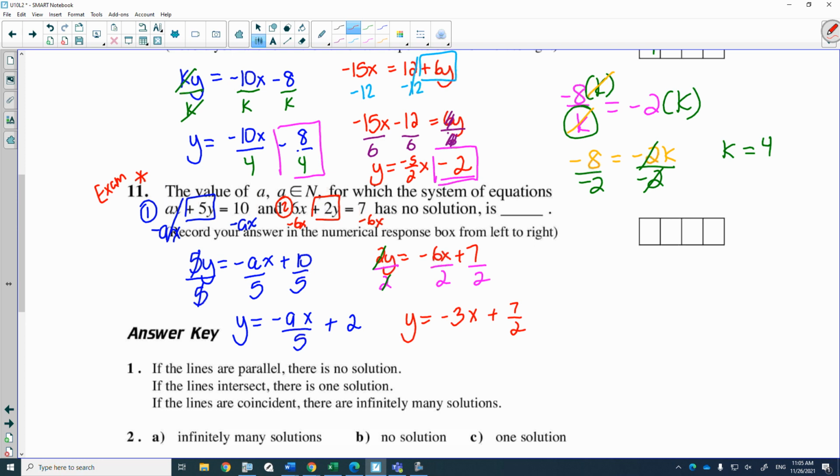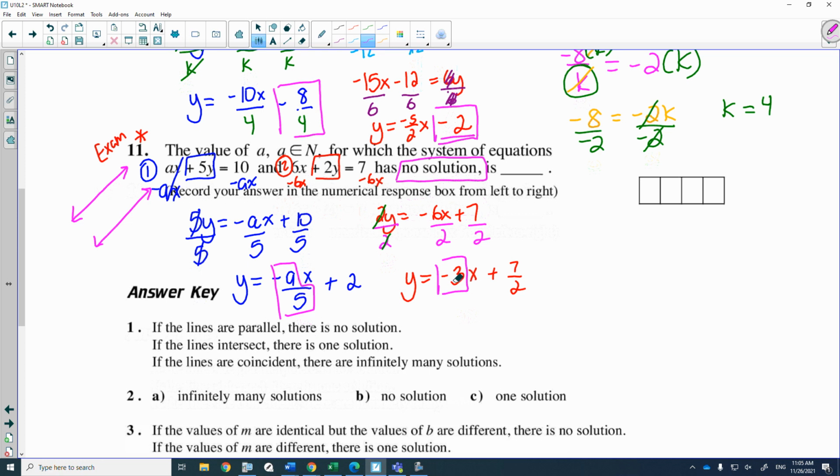It says that there are no solutions. What type of lines would be no solutions? Parallel. What is it about parallel lines? Same slope. It's the slope that matters. So the slope of this guy is negative a over 5. The slope of this one is negative 3. If this one's negative 3, what does this have to be? Negative 3.